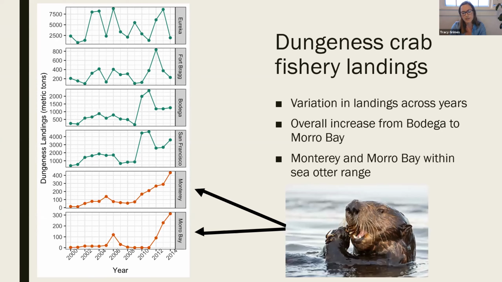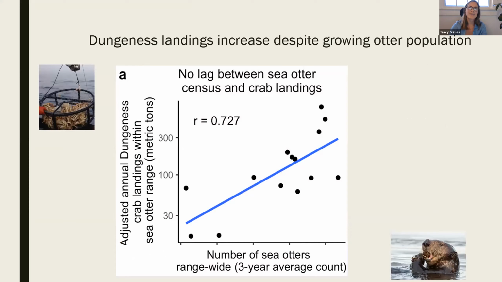So we used those landing data and correlated them with the otter population counts I mentioned earlier. And what we saw was actually a positive correlation, which wasn't totally to be expected. So this doesn't mean sea otters are helping Dungeness crab necessarily. Correlation does not mean causation, as we always say in statistics. But it does appear that they aren't negatively impacting the adult population.